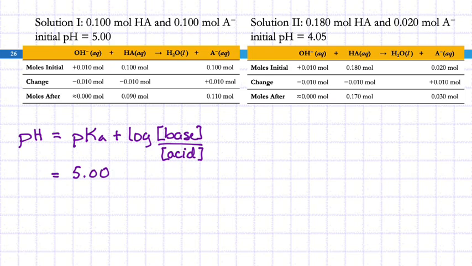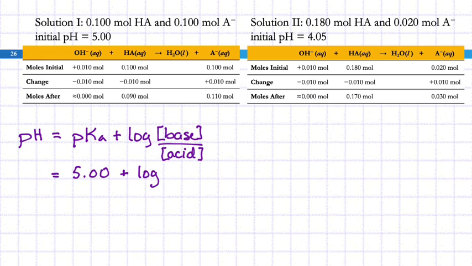So pKa is 5.0 because they told us. And the initial pH is 5.0, and the pKa is 5.0. So why is the pH the same as the pKa? Well, because when it starts, the amount of base is equal to the amount of acid. So when these are equal, this is 1, and the log of 1 is 0. So the pH equals the pKa when these are equal.